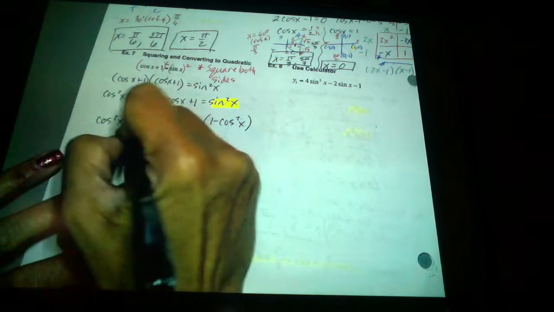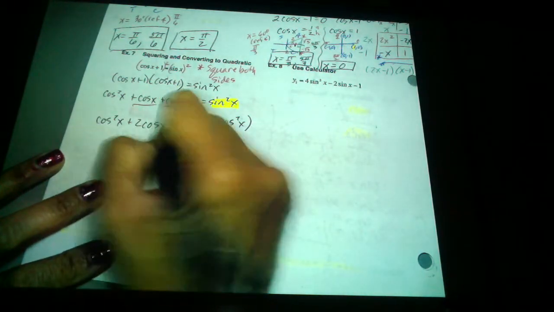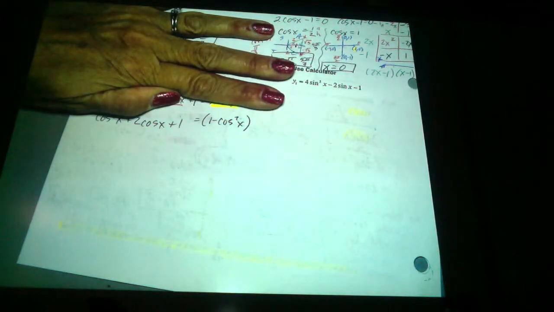Then I also have like terms over here that I can combine. I've got 2 cosines of x. So they combine as 2 cosine of x. So I have cosine squared x plus 2 cosine of x plus 1. And now I have a problem that's almost like example 5. But what do I have to do? One side needs to be 0, right?